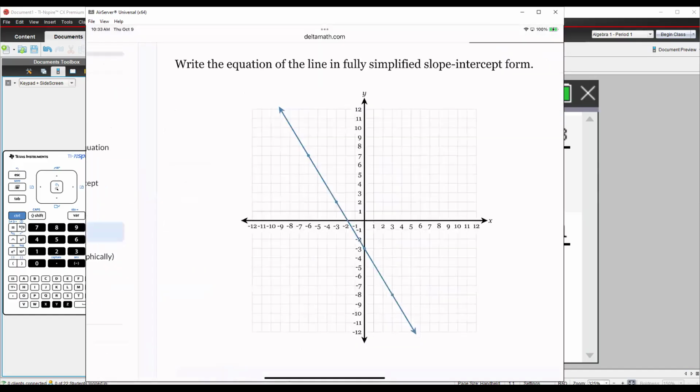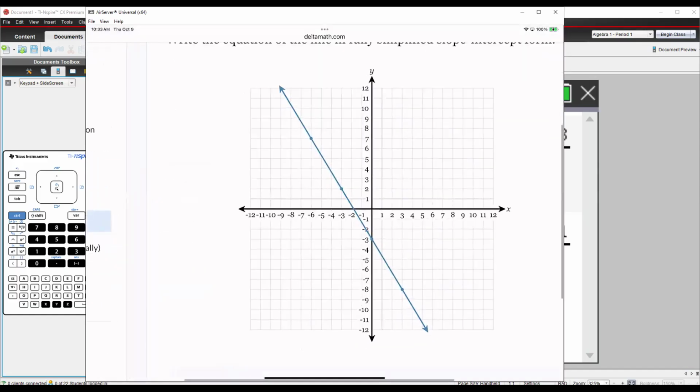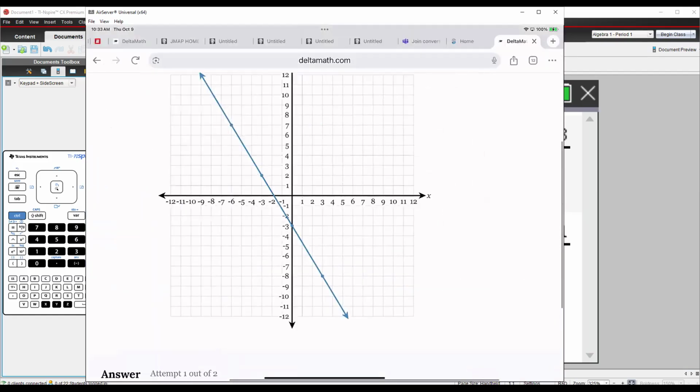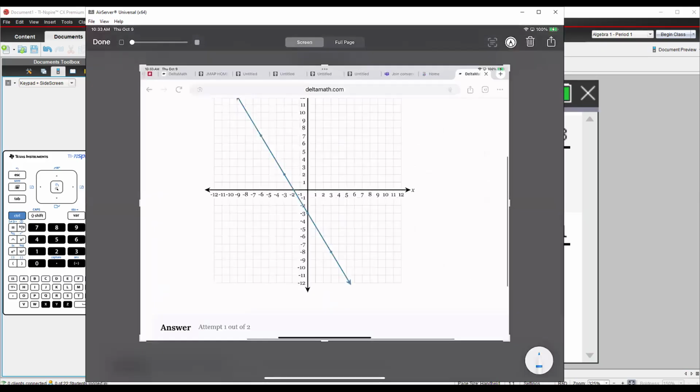Now this one, they gave us a line, and they want us to come up with the equation. So let me take a quick picture. All right, so this right here is the y-intercept. So it's going to be y equals, I'm going to put a -3 here, and then I know I'm going to have an x. I just need to find the slope. So I'm going to do rise over run to find the slope.